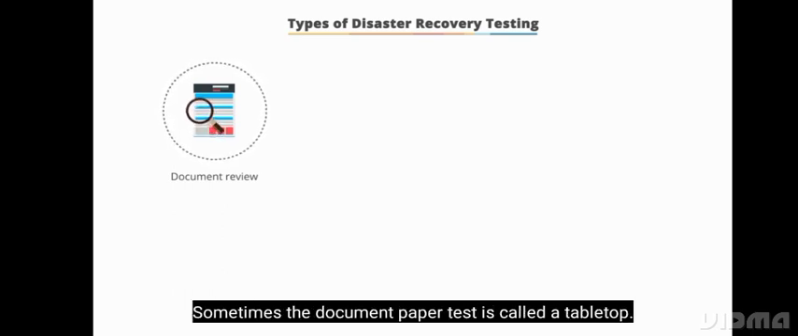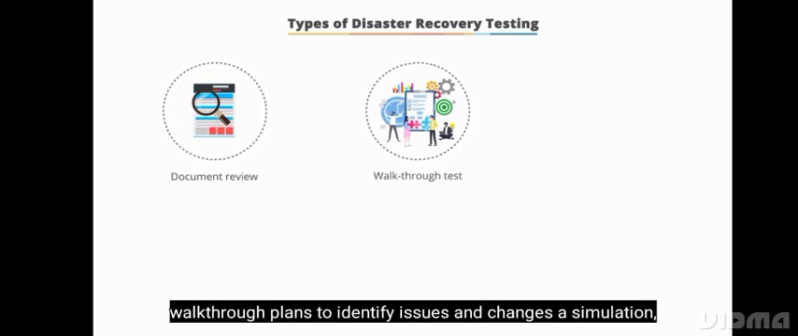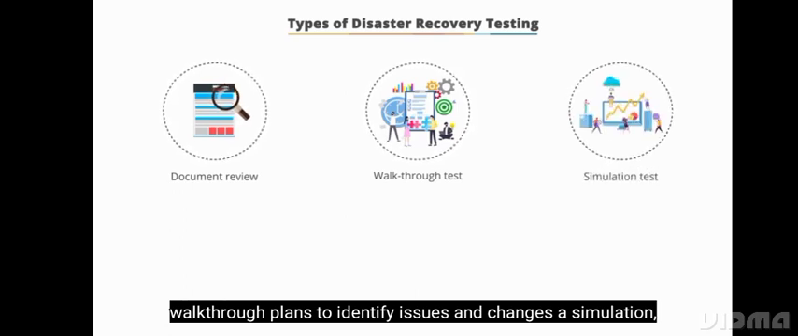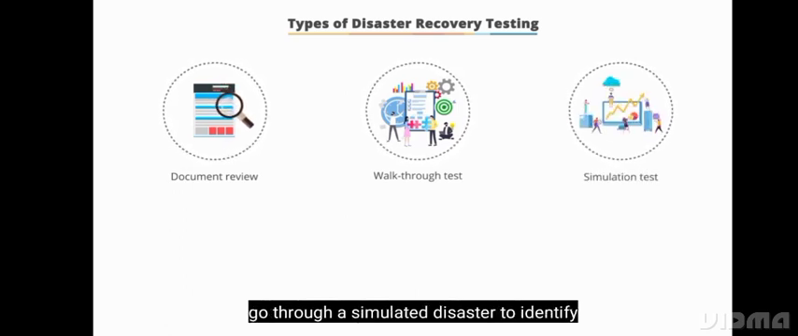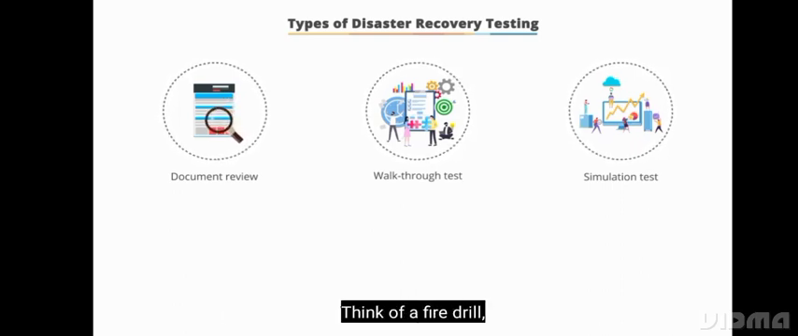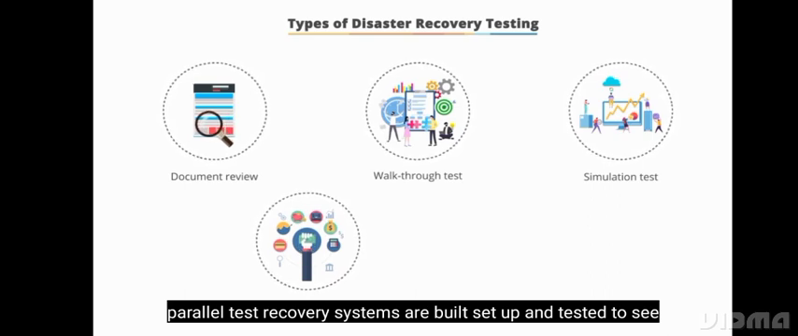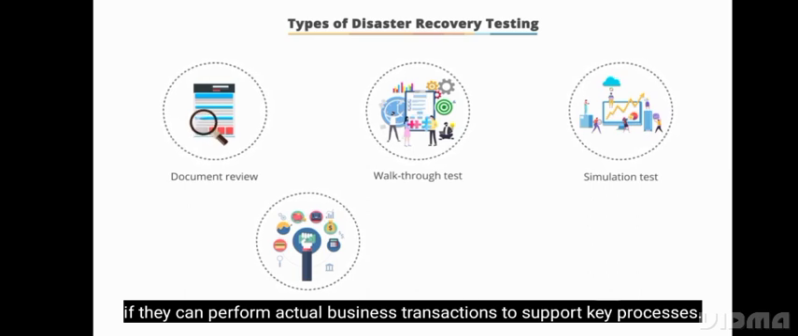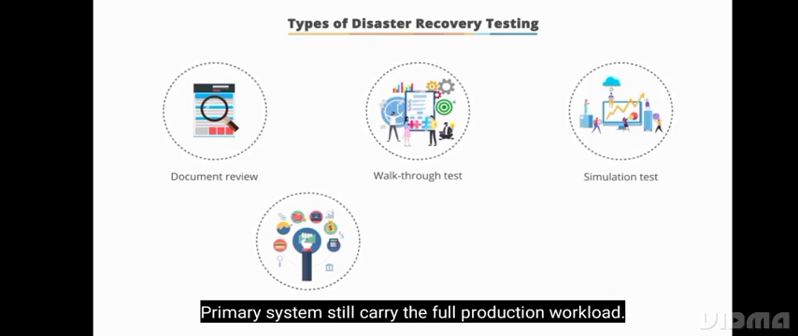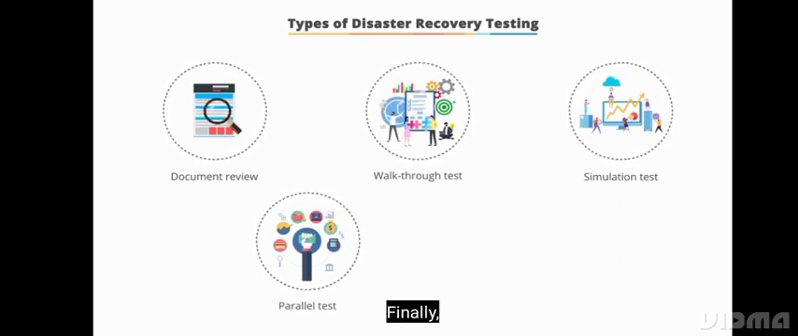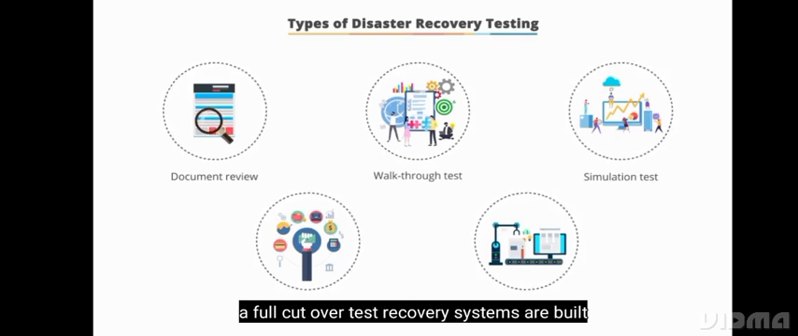A walkthrough test. Groups walk through plans to identify issues and changes. A simulation goes through a simulated disaster to identify whether emergency response plans are adequate. Think of a fire drill. Parallel test. Recovery systems are built, set up, and tested to see if they can perform actual business transactions to support key processes. Primary systems still carry the full production workload. Cutover test. Recovery systems are built, set up to assume the full production workload. You disconnect primary systems.